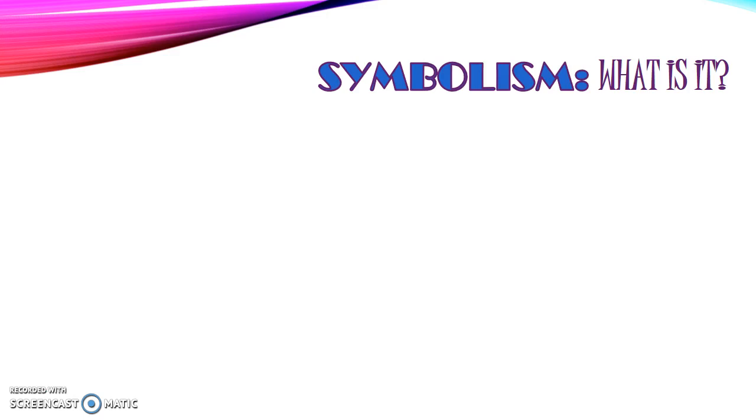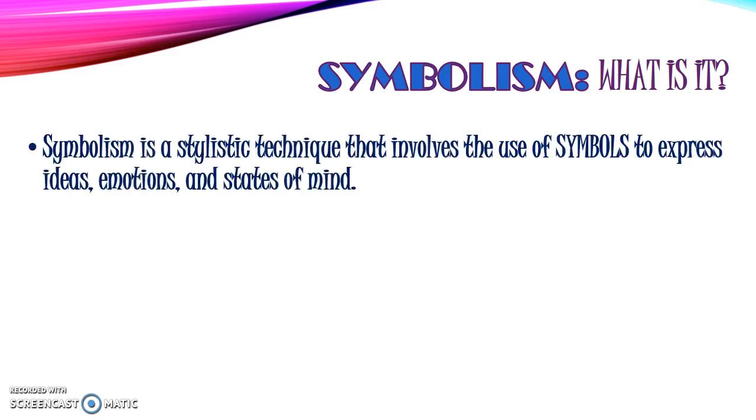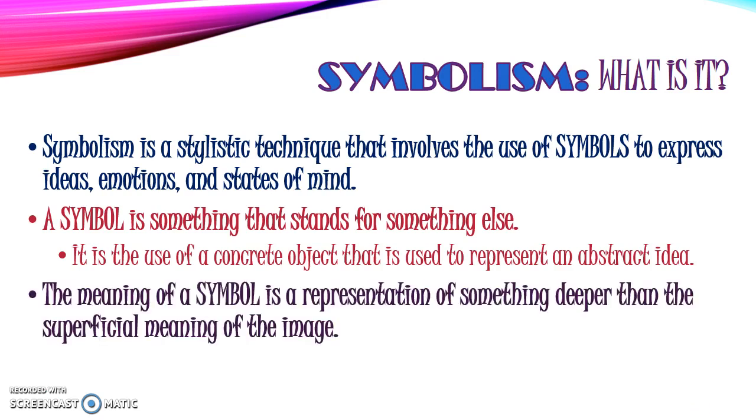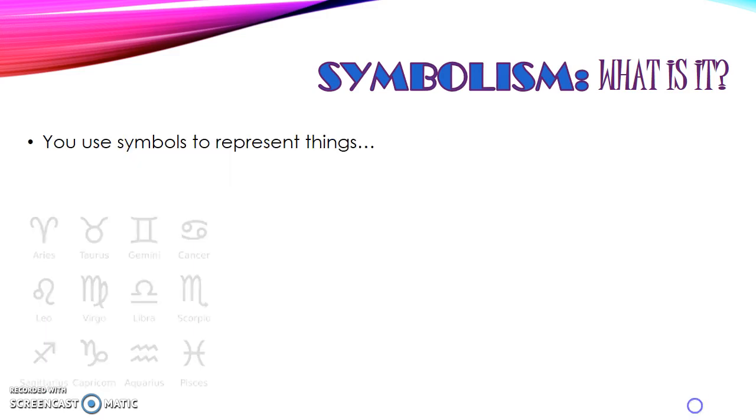So symbolism, what is it? Symbolism is a stylistic technique that involves the use of symbols to express ideas, emotions, and states of mind. A symbol is something that stands for something else. It is the use of a concrete object that is used to represent an abstract idea. The meaning of a symbol is a representation of something deeper than the superficial meaning of the image.